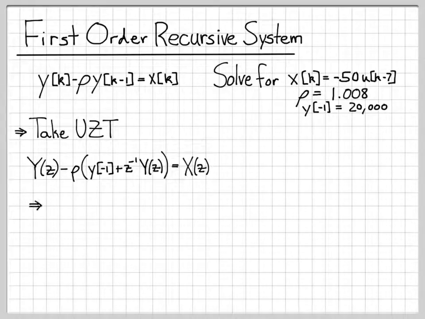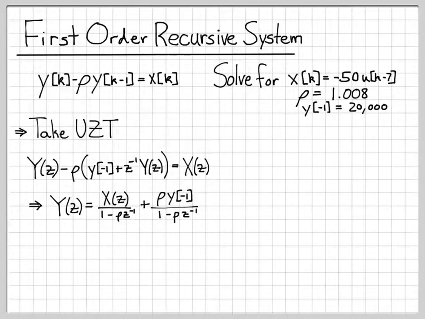If we rearrange a little bit and multiply things out, we can rewrite this as Y of z, if we isolate Y of z, is equal to X of z over 1 minus rho z inverse plus rho times y of negative 1 over 1 minus rho z inverse. So I can solve for Y of z in the z domain as this quantity.